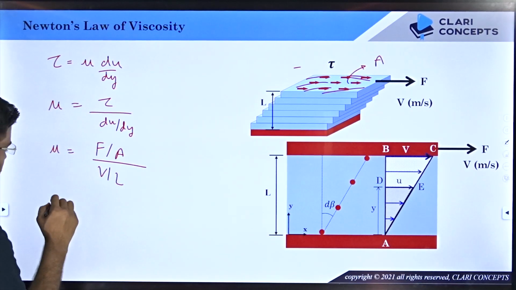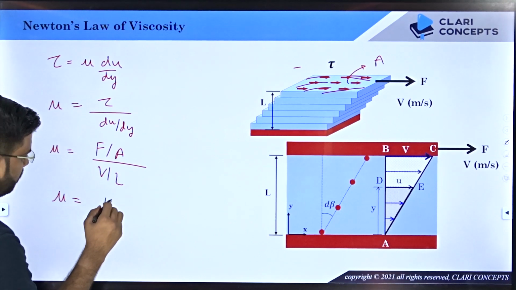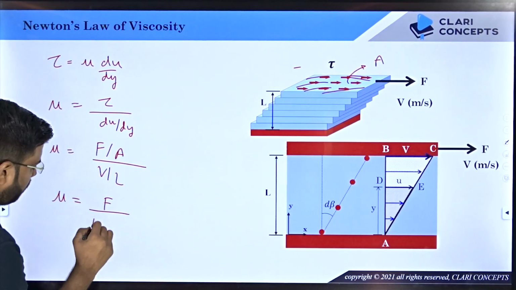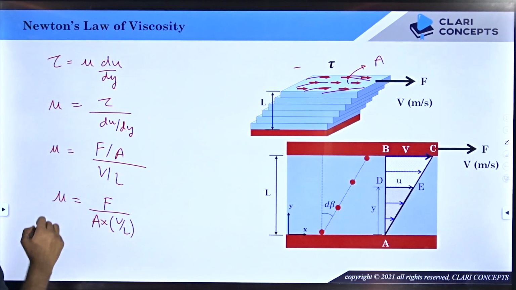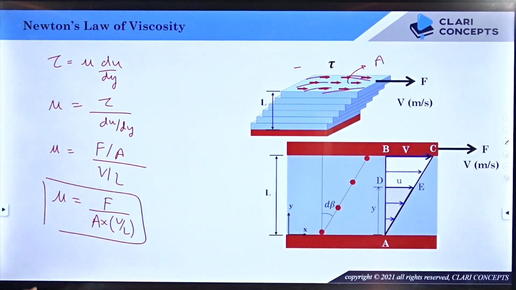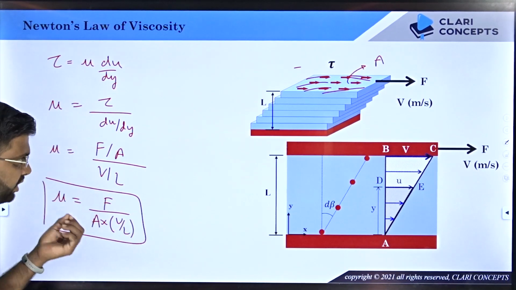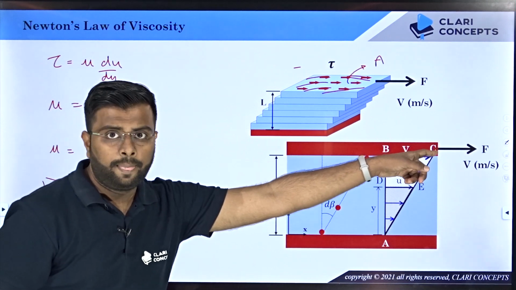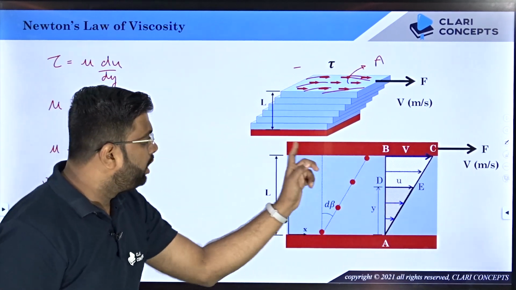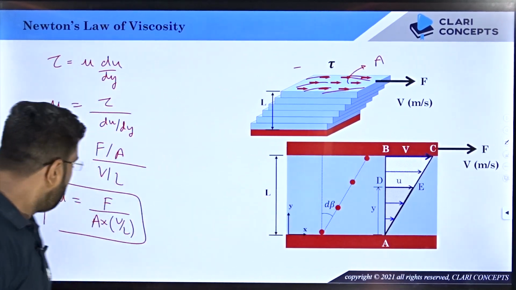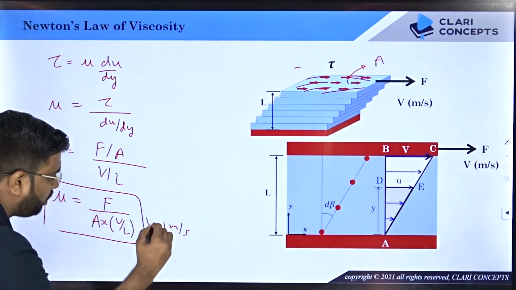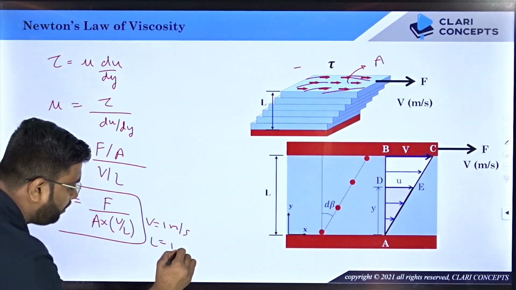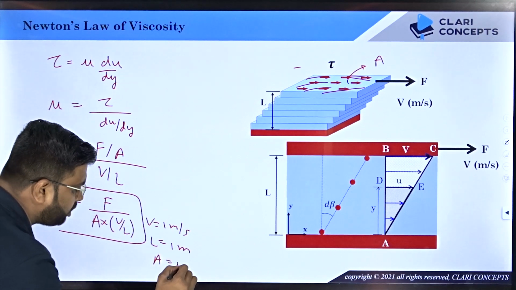So when you look at this expression, you will get shear force divided by, if you put A in the denominator, V by L. Now you see, what does it mean? How is viscosity defined? It is defined as the shear force required to move the upper plate at a velocity of 1 meter per second. If you put V equals 1 meter per second, length equals 1 meter and area equals 1 meter square, what does it mean?